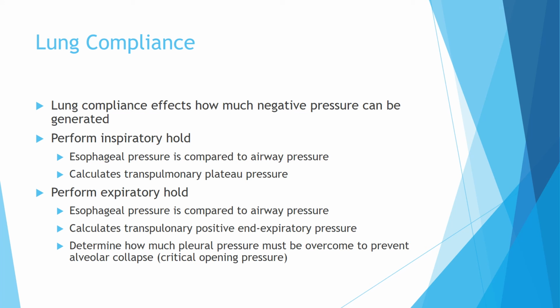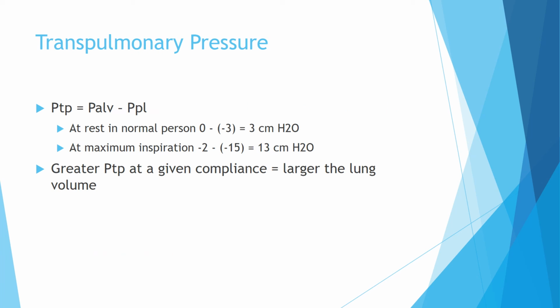Or this is going to be your critical opening pressure, which we talked about last week with that waterfall slide. So mathematically, your transpulmonary pressure, you're going to subtract your alveolar pressure and your pleural pressure. Normal people, it's about 3, and at maximum inspiration, you're going to get about 13.